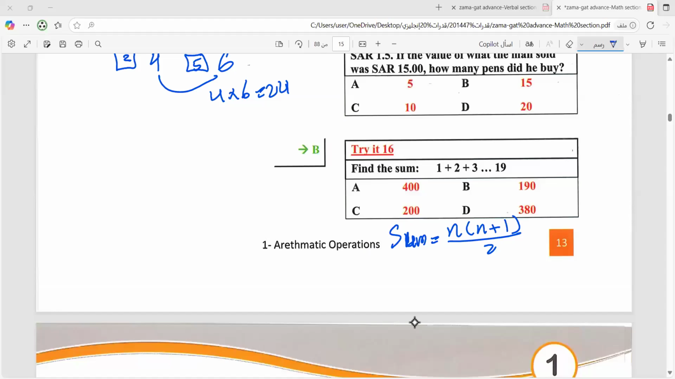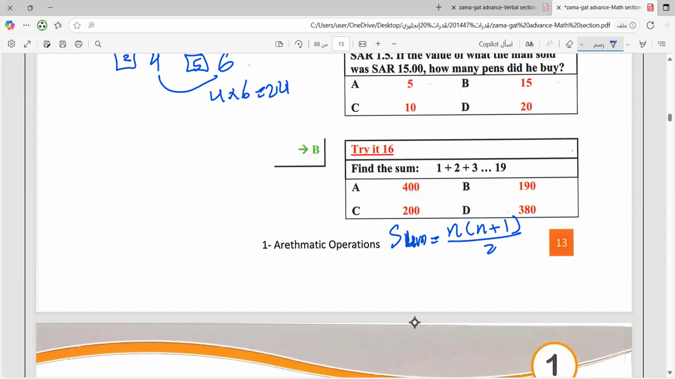Oh, sorry. So the answer here. Okay, thank you. Now, find the sum from 1 to 19. So sum equals n times n plus 1 over 2. n is the last number, which is 19. So 19 times 20 divided by 2. You simplify, 20 over 2 is 10. 19 times 10 is 190. This uses the formula n times the next number over 2.